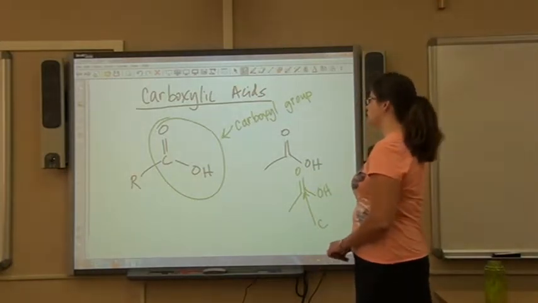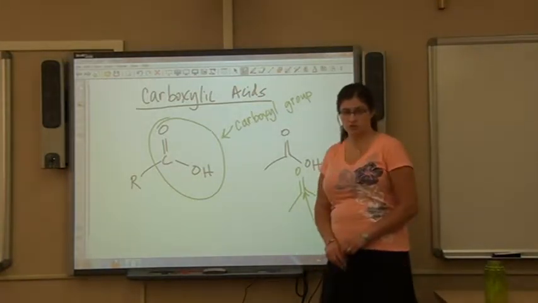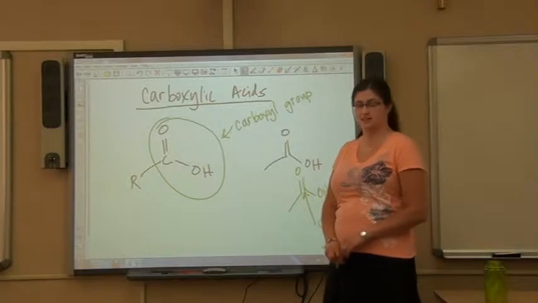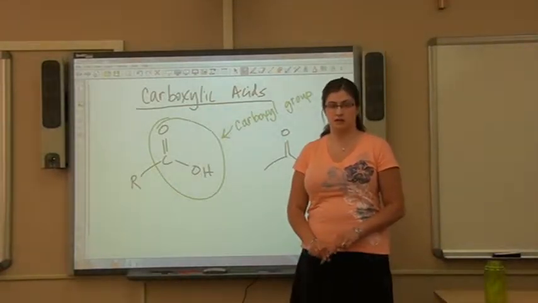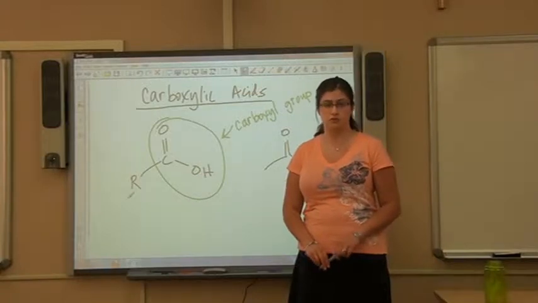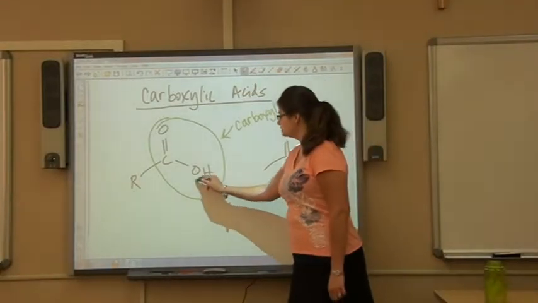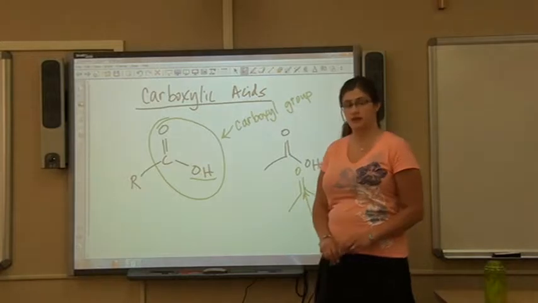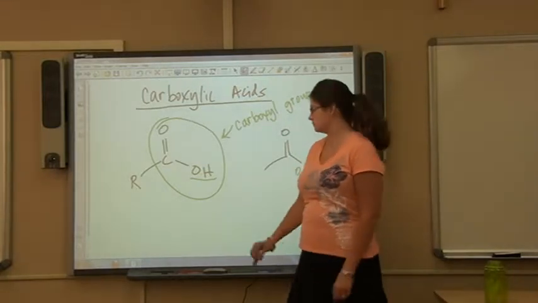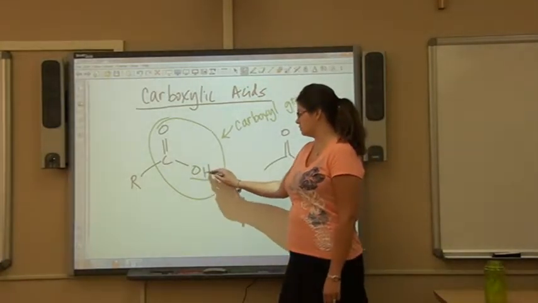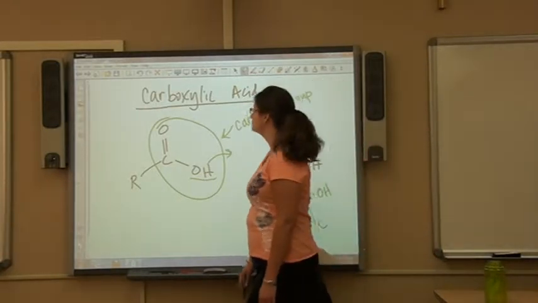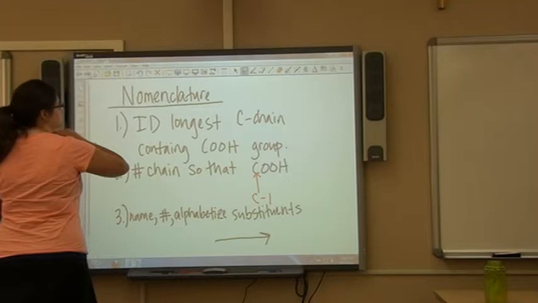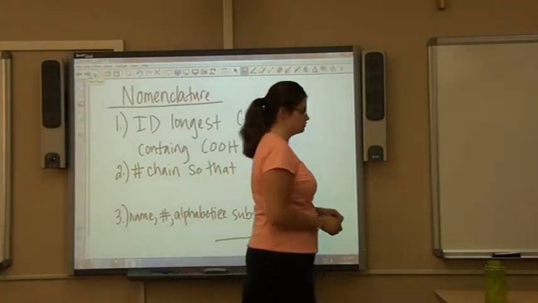The reason they're called carboxylic acids is because there's a part of the functional group that acts as an acid. Remember what an acid is? An acid is a proton donor, or an H+ donor. So this is the part of your functional group that acts like an acid. This H can be donated. That's making it an acid. Okay, so let's move on to nomenclature right away.